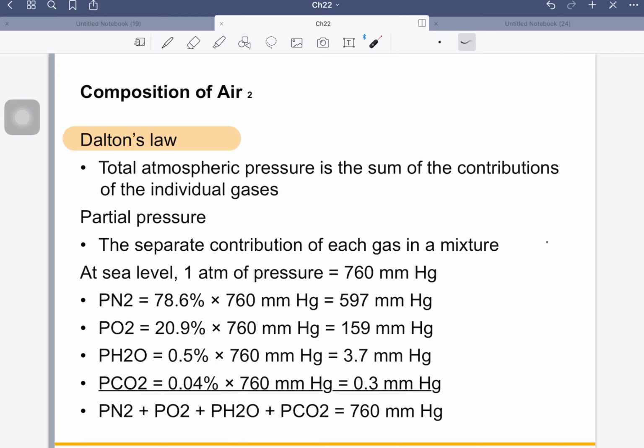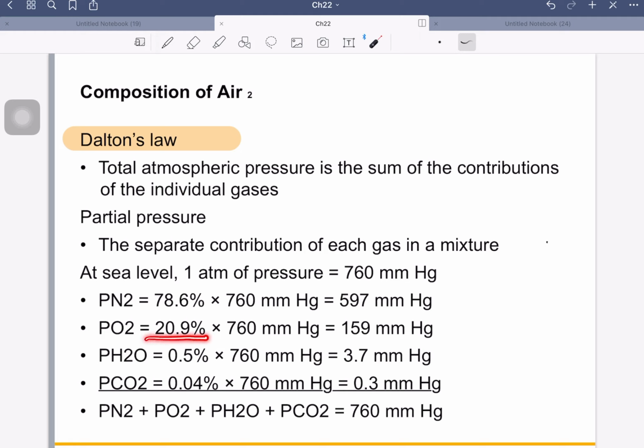Well, it's easy. I know the percentage that they contribute, okay? So nitrogen makes up about, well, we can just call it 79%. So I just take the percentage that nitrogen represents in that gas, multiply that by the total amount of pressure that I measured at sea level, and that gives me a partial pressure of 597. Right. We can do the same thing with oxygen.